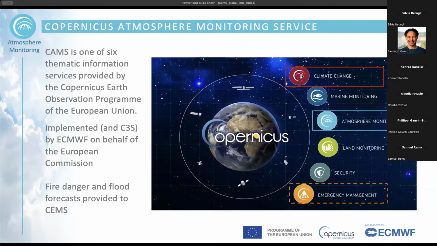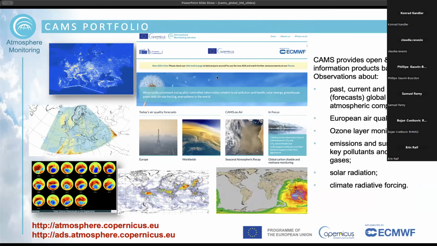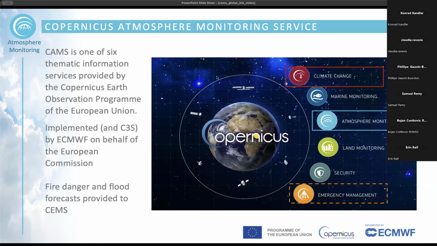So, a very quick overview of the Copernicus Atmosphere Monitoring Service, just in case anybody isn't aware of who we are. The EU runs the Copernicus program, and CAMS is one of 6 data services, along with the others listed here. At ECMWF, we're implementing climate change and atmosphere monitoring services, and we also contribute to the emergency management service.